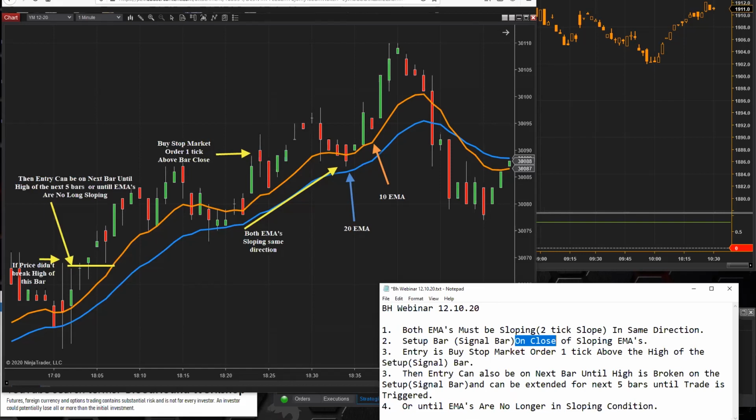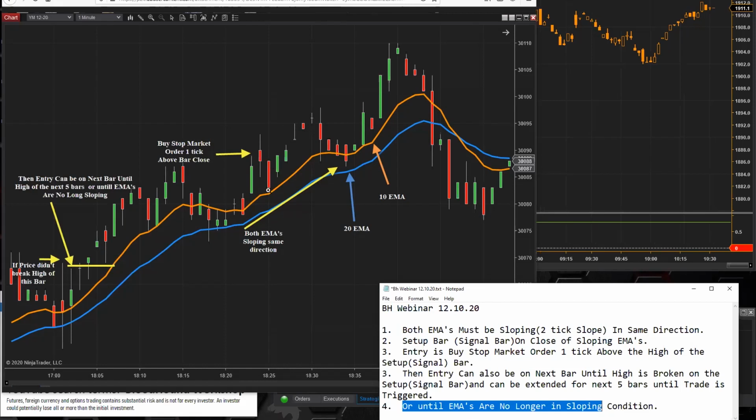But we can see that for that entry order, we have a 5-bar limit, or if the EMAs are no longer sloping in the same direction. Let's see here. I'm just trying to see if I can find a good example here. No, not really. I guess I'll use this one as an example. So we'll just have to imagine, let's say this down bar here, right?